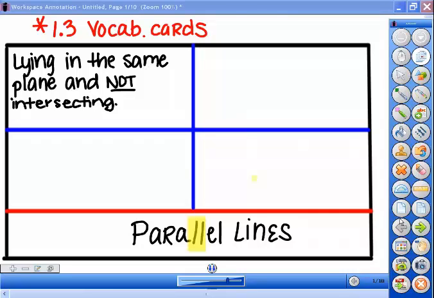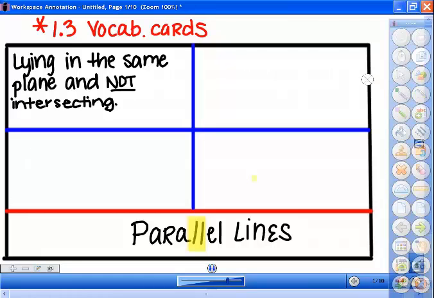Alright, we're working on 1.3 vocab cards. This is going to be video 1 of 2. I'm going to split it into 2 just so the videos aren't too long. Now, the first word is parallel lines.